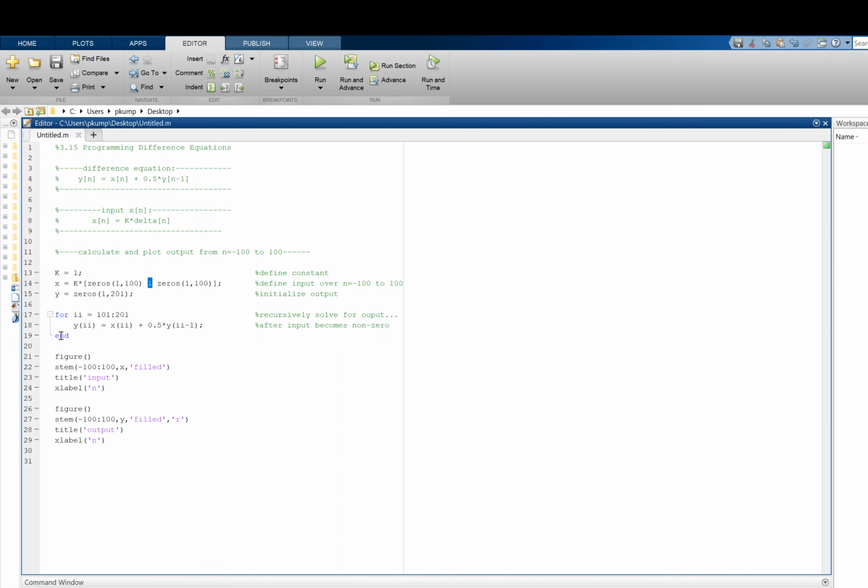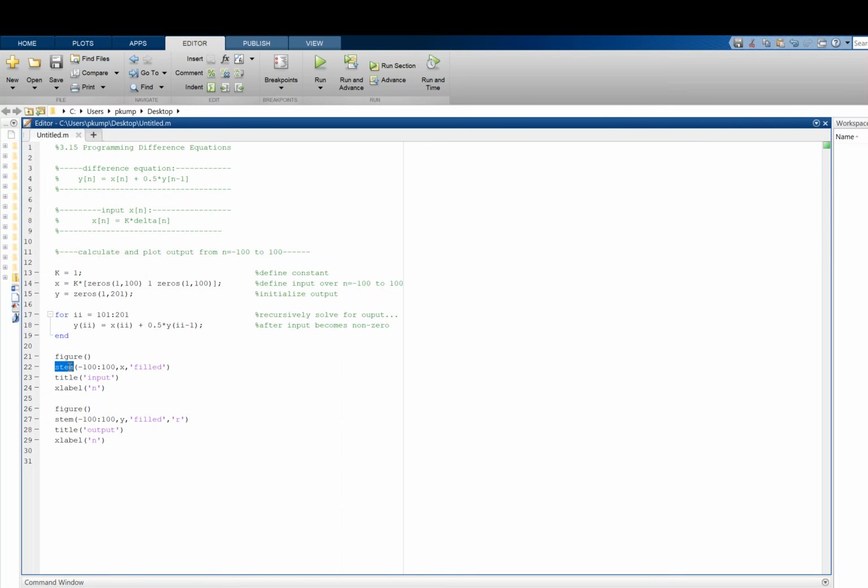Then it comes to the end of the for loop and makes II equal to 102. It calculates the 102nd value of y, which is the 102nd value of x plus 0.5 times the previous y that we just calculated. And it's just going to keep going, II equals 103, 104, all the way to 201. When that for loop is over, we have all of the output values from negative 100 to 100, or said another way, all 201 output values.